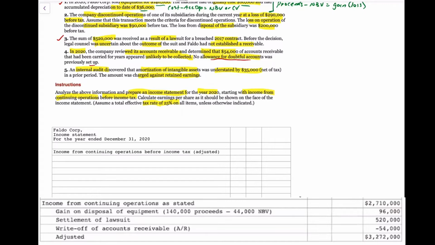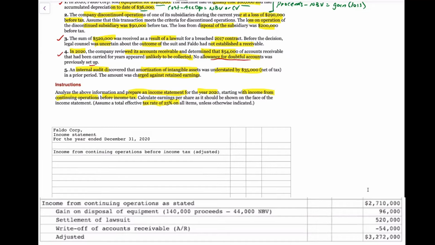But we normally, as part of the normal course of business, set up an estimate for what our uncollectible accounts might be. But in this particular case, no allowance is previously set up. So this is basically telling you, yeah, we need to record this as a write-off of accounts receivable. In essence, that's what they're doing.